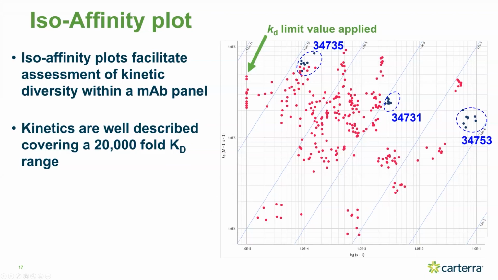You can see here at the 1 × 10⁻⁵ off rate line, we have a number of clones that pegged against that axis because they hit that limit that we were applying.